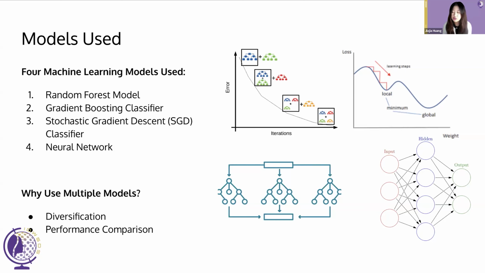So as you can see, each machine learning model has its unique strengths, and by comparing their performances, we can better understand which is most effective at predicting solar flare magnitudes.